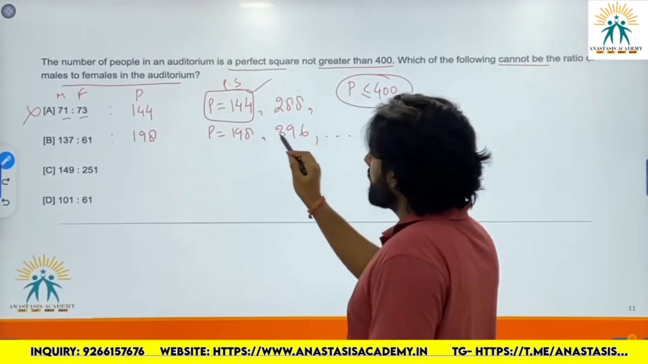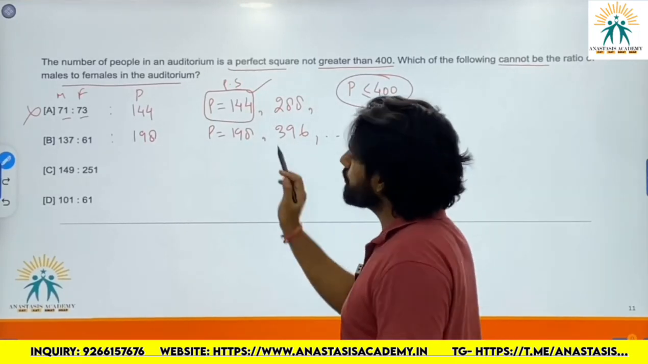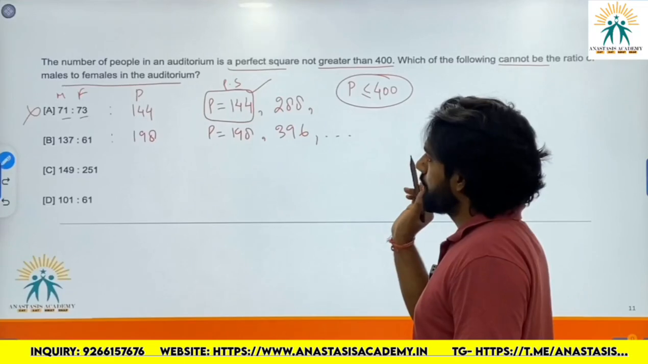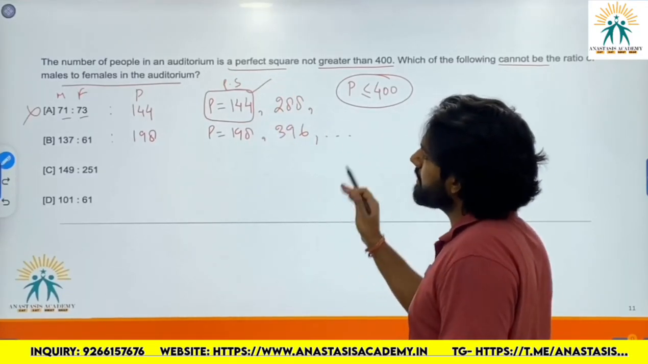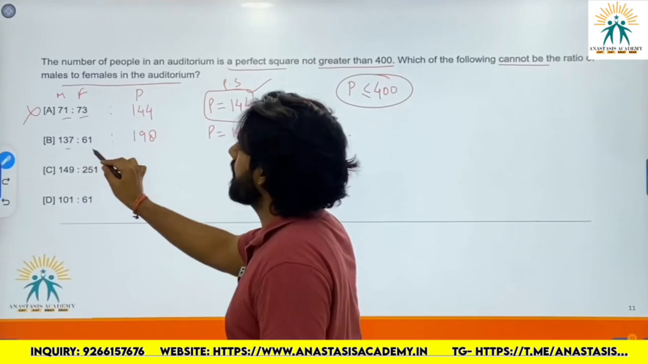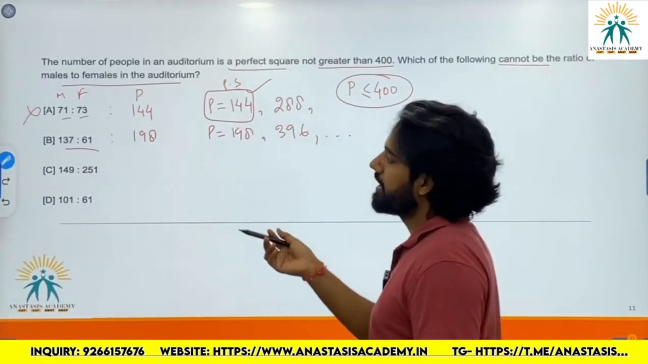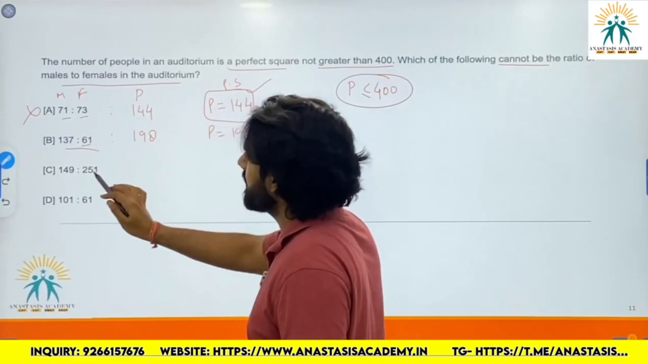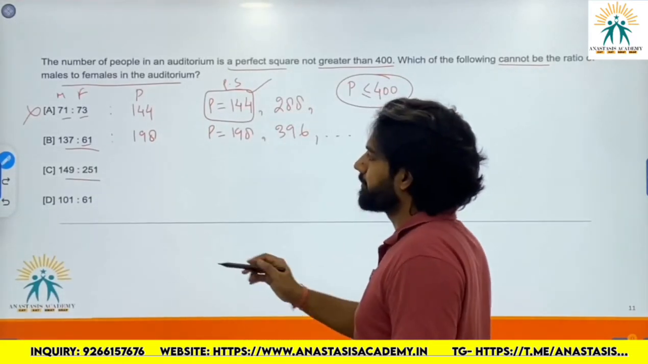I will consider only these two values, and among these two values no value is a perfect square, but the number of people in this auditorium is a perfect square. So this ratio cannot be possible, or it might be my answer. It can be my potential answer. Now check option C.